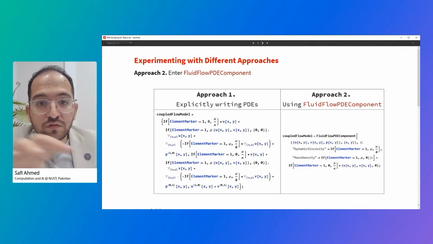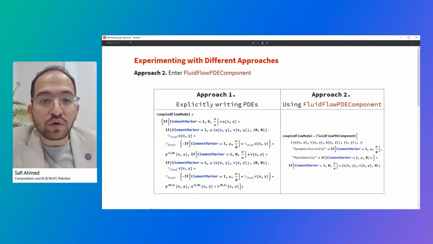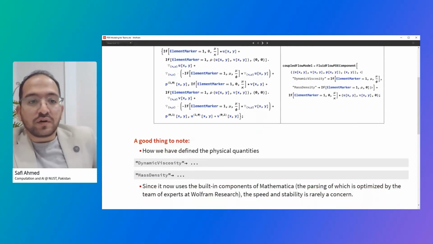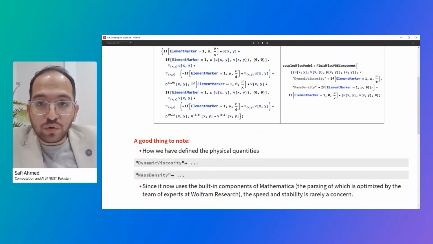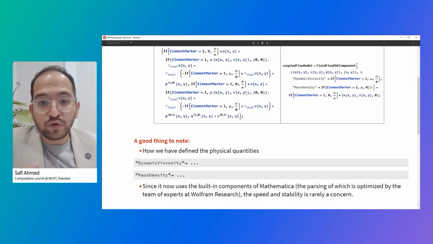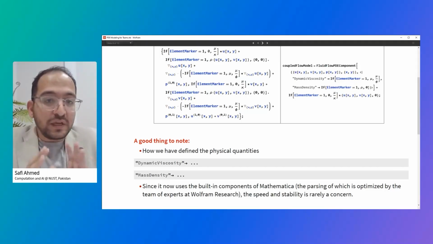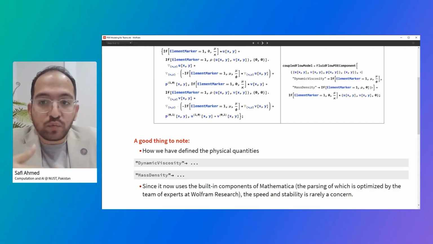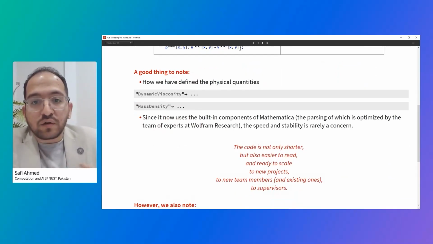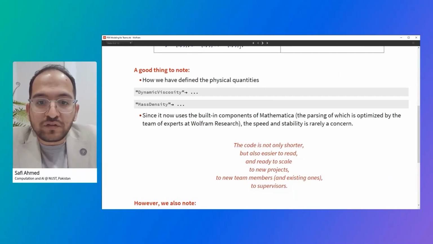So just to give you an idea of how the code becomes more elegant and more readable when you implement the PDE components. Now, another good thing to note here is that since your code is now using the built-in components of Mathematica, and the parsing of these components is optimized by the team of experts at Wolfram Research, the speed and the stability of this kind of code would rarely be a concern. And so what you note here is that the code is not only shorter, but it's also easier to read.